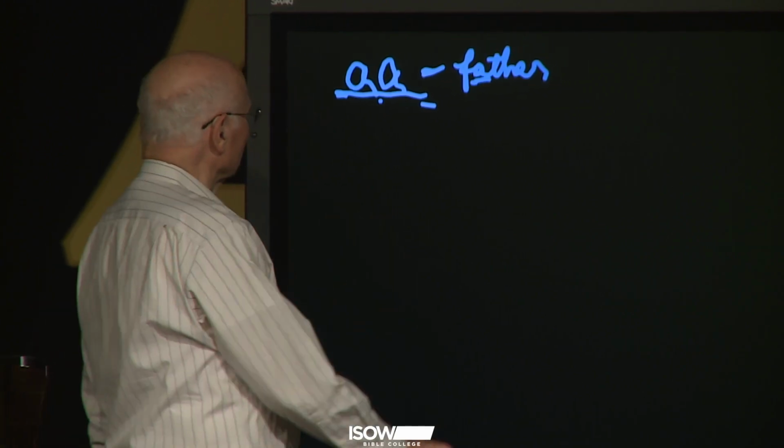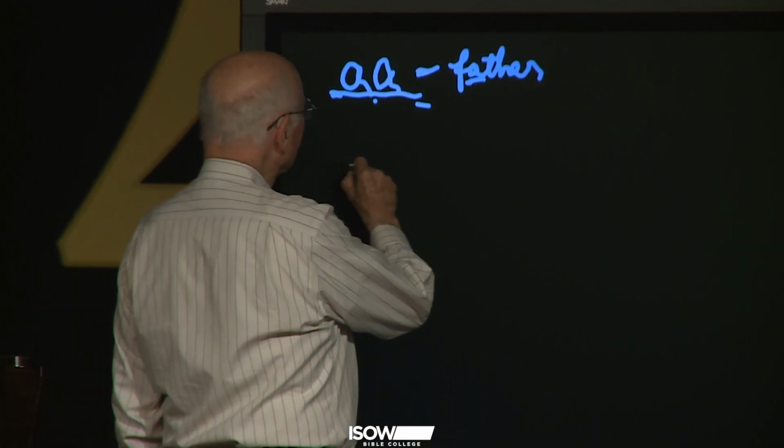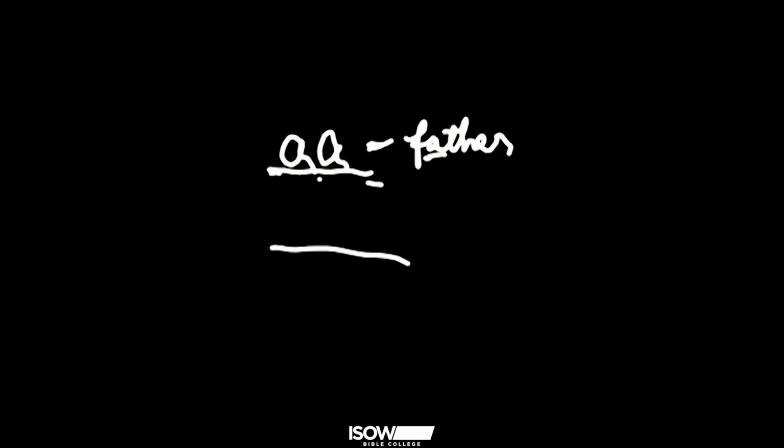The second letter is beta. You begin below the line, come up, and you form what looks like an English B. And it is simply pronounced like the B in bat.